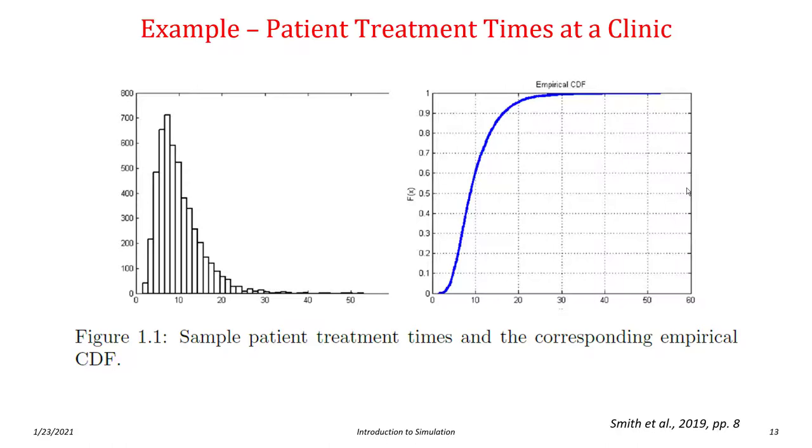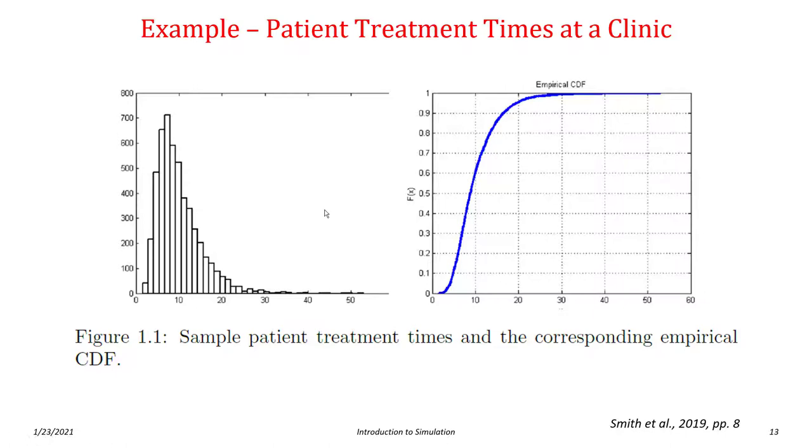And so you can see I have two different figures. I have the sample PDF and sample CDF, empirical. So I have a probability density function and empirical cumulative distribution function for my patient times. So if you think about the characterization of a random variable, this is how we do it. We characterize it in terms of the density function or the distribution function of that random variable.